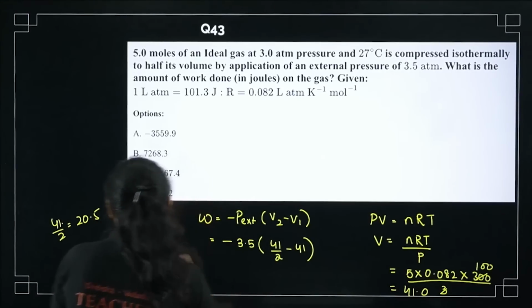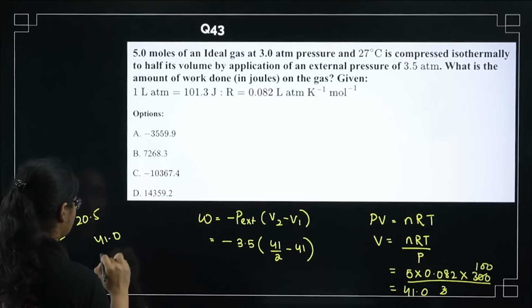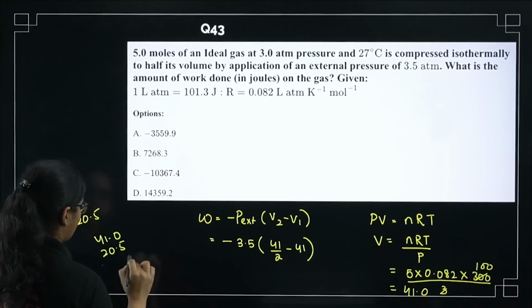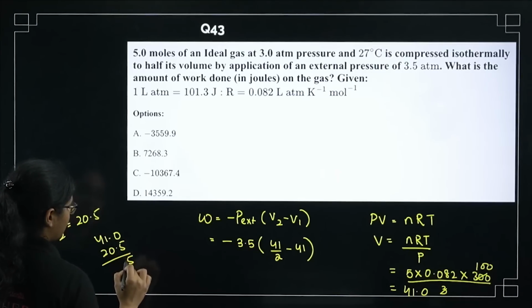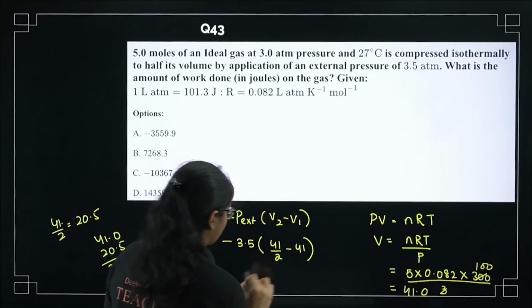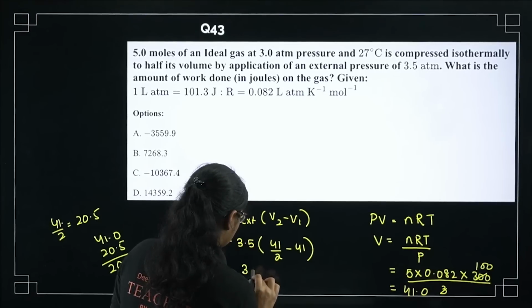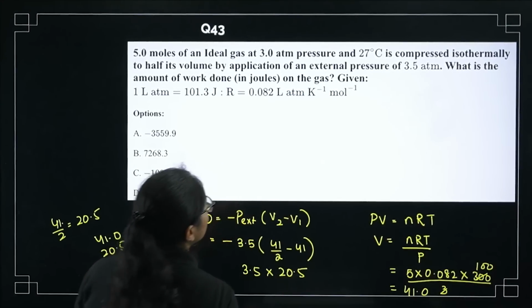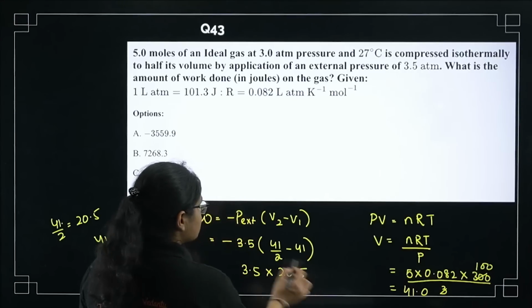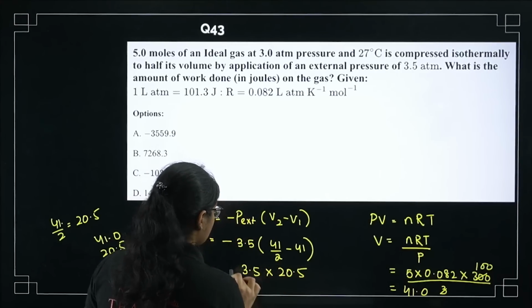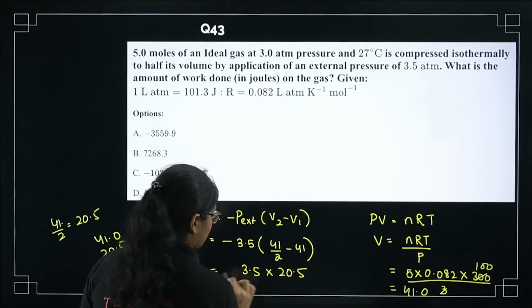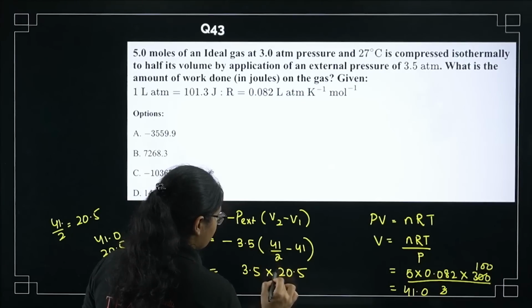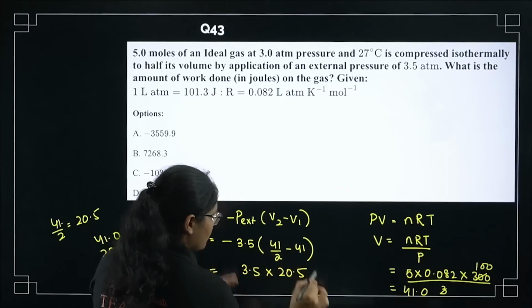So 41 minus 20.5. Okay, so 20.5 I'll get here. 3.5 into 20.5. So now this is the work done that I am getting. So this one will be a negative number, so negative will become a positive number.